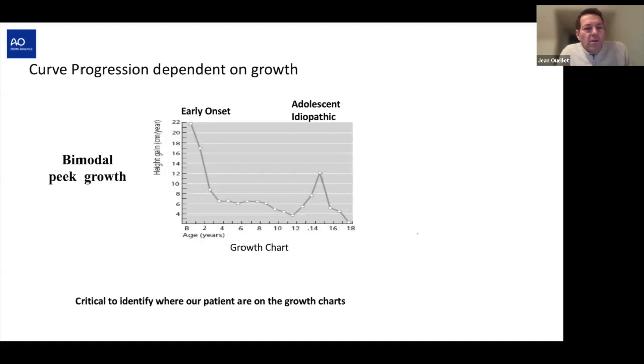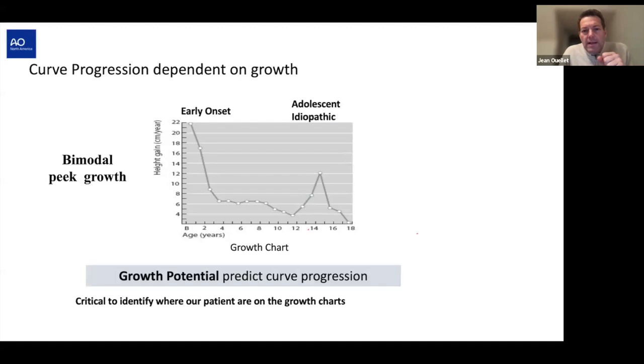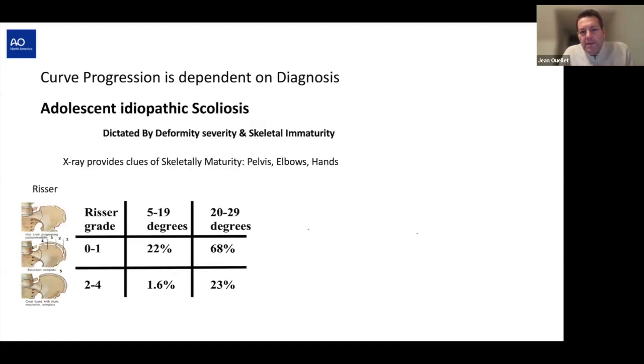As you know, growth is essentially in bimodal peaks. From the age of 0 to 5, you have a lot of growth, and the growth is sort of stable between 5 and 10, and then you start getting that adolescent peak growth, and obviously the growth will predict your curve progression. So this is a classic type of Cobb prediction.